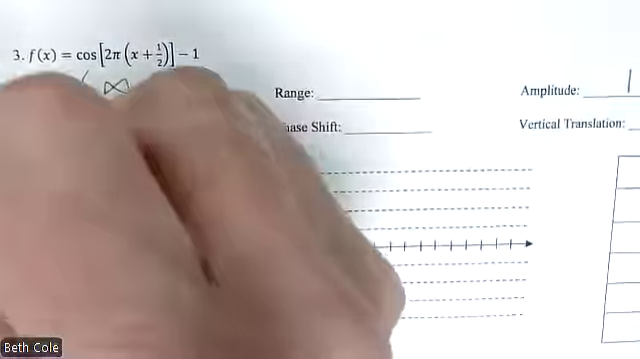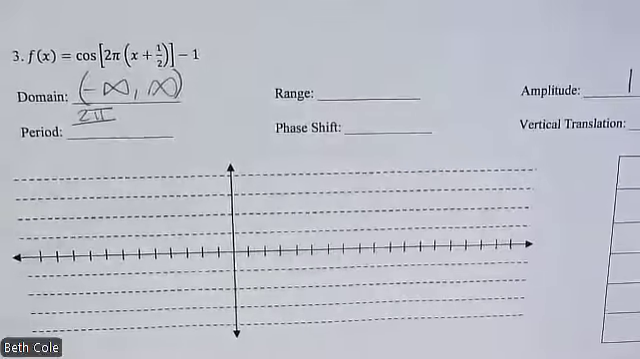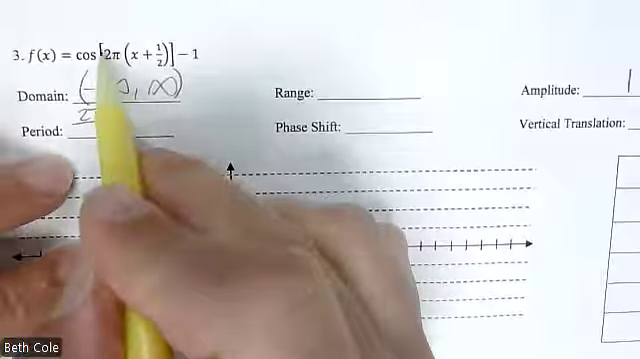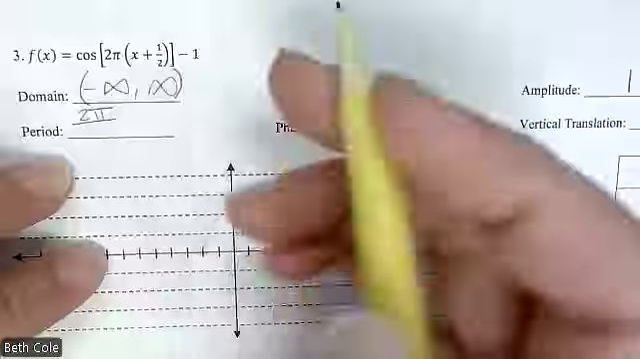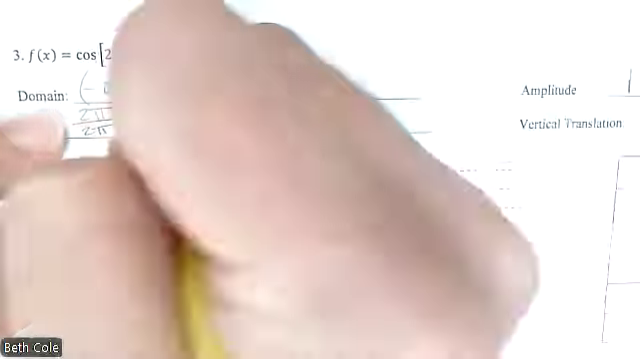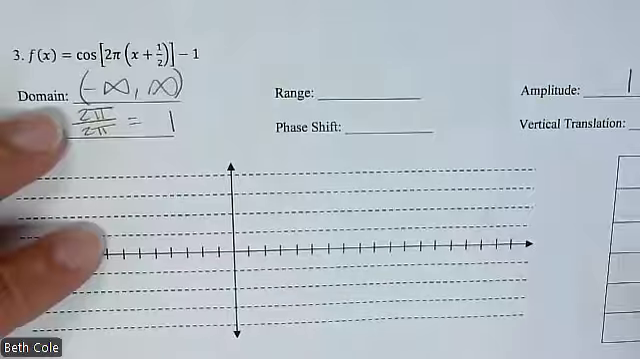All right, period is 2 pi over b, which is whatever's in front of the x. So what is in front of the x? 2 pi. Do you see that right there? Now this one's a little bit weird because that turns out to just be 1. Even the pi's cancel, which is interesting.